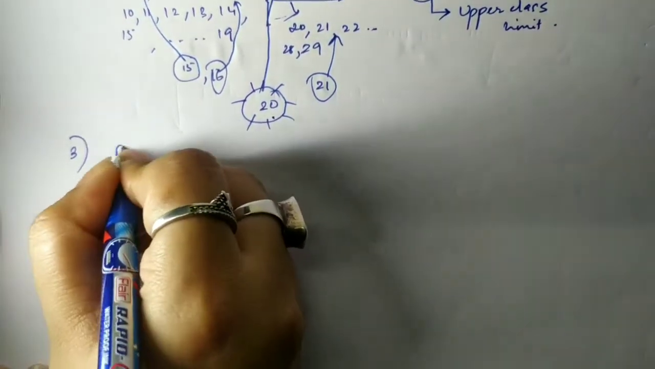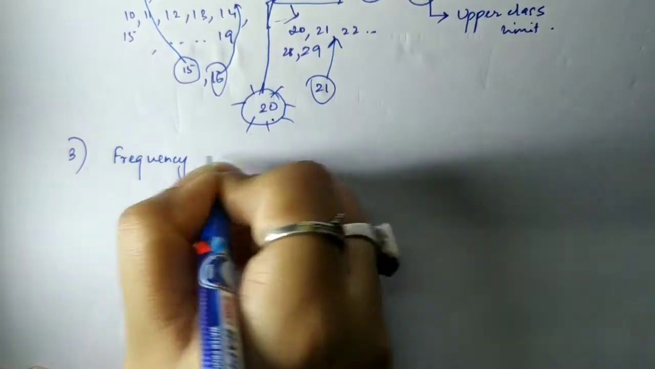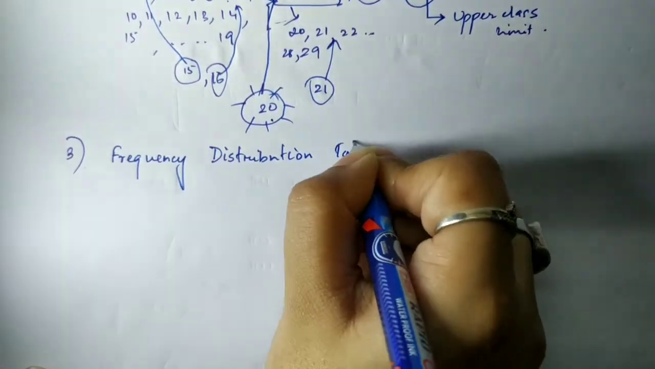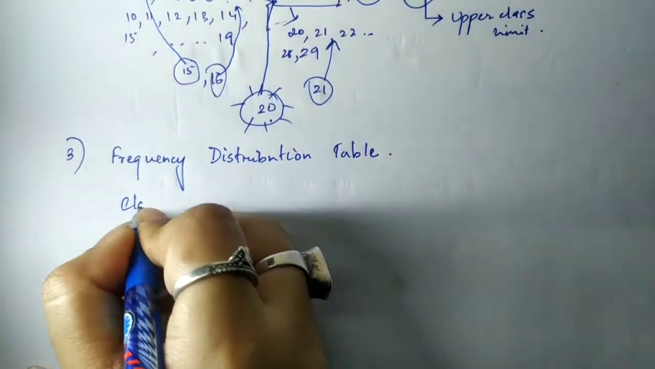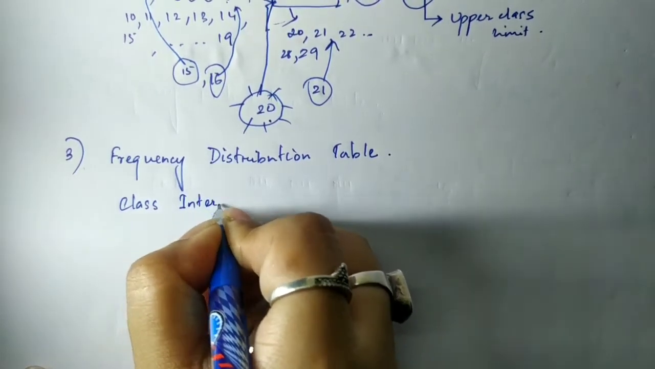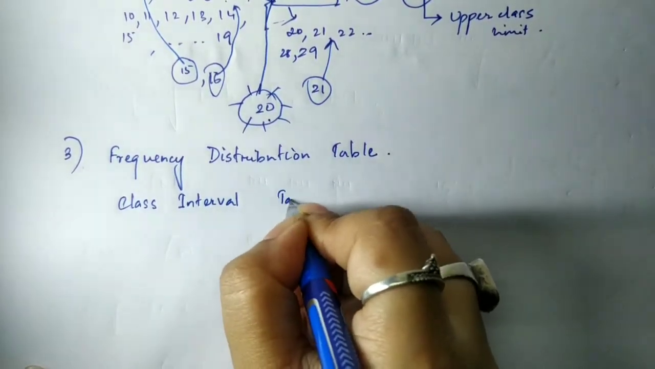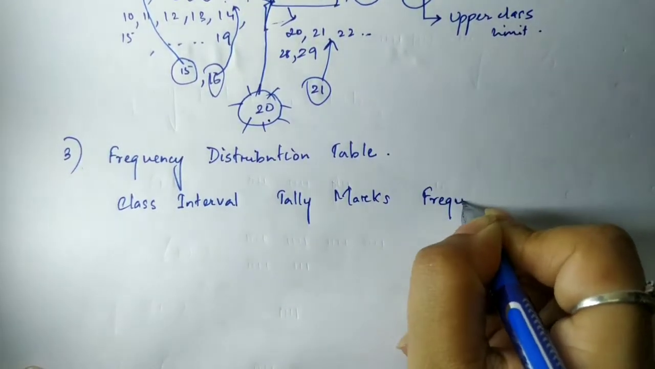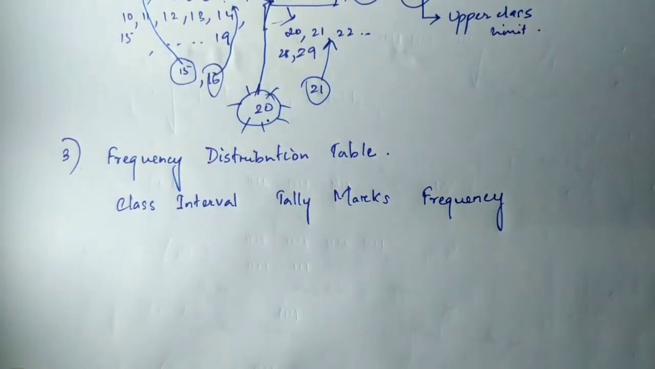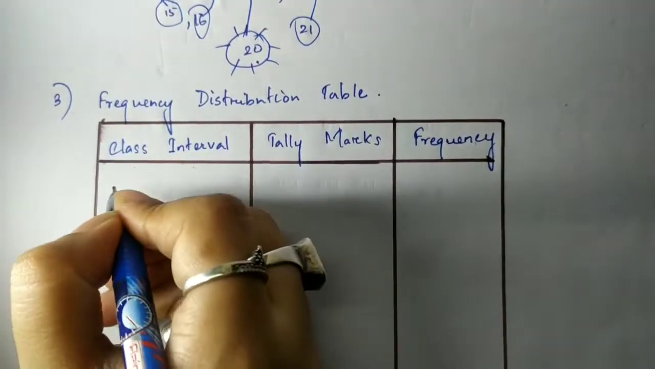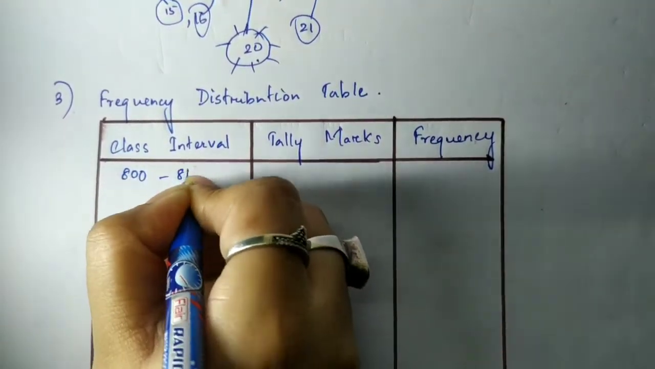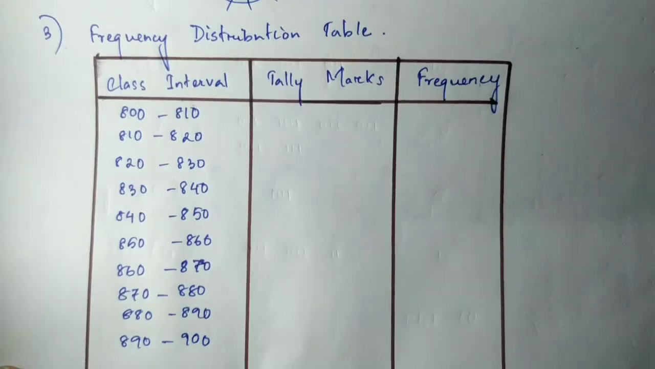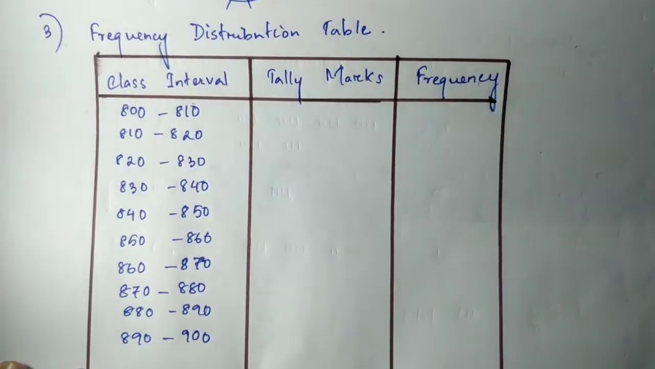So here we'll make the frequency distribution table. My columns will be, first, the class interval, then the tally marks, and then the frequency. So these are the 3 columns. Let's make the table now. Please see, my class intervals will start from 800 to 810, 810 to 820, and so on. We'll make all the class intervals here, till 900, because the highest number is 898.